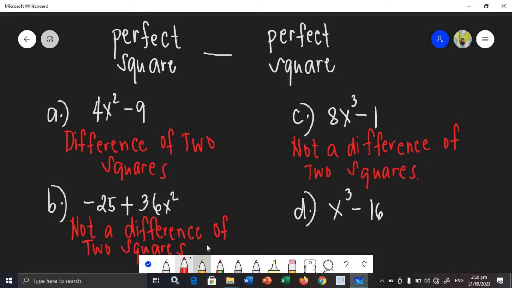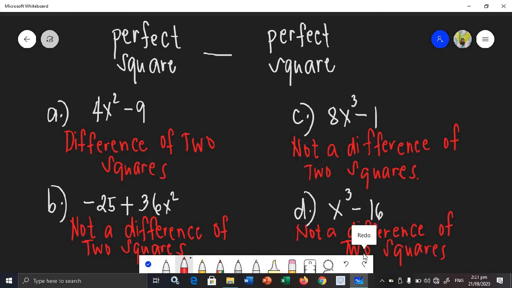Okay, and the last example, x cubed is not a perfect square. So, it fails from the start. But 16 is a perfect square and they are separated by a minus sign. But then, it does not comply with the two conditions. So, this is also not a difference of 2 squares.